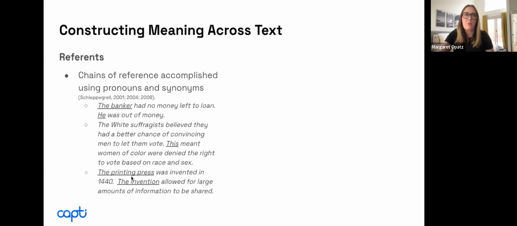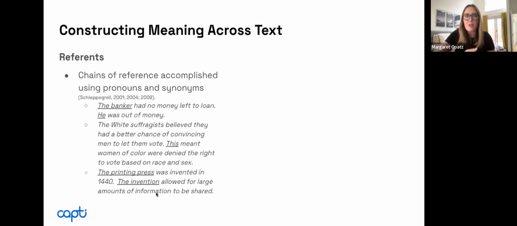So here it says the printing press was invented in 1440. The invention allowed for large amounts of information to be shared. So in this case, we don't have a pronoun, but we have a synonym being used to refer back to the previous sentence. So these are a little bit more hidden within the text, but it's really important for students to recognize that there's a connection between these two things. So you could ask students, well, what does the invention, what is that referring to? And they would have to go back to that previous sentence and say, the printing press.